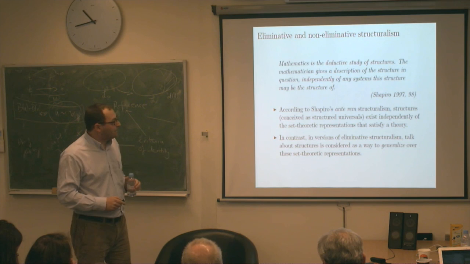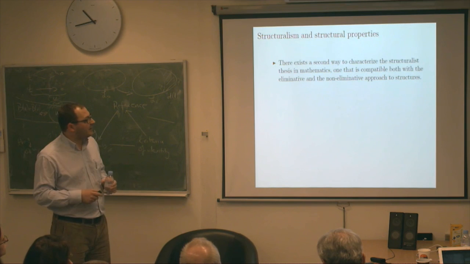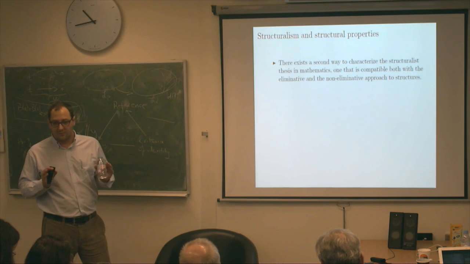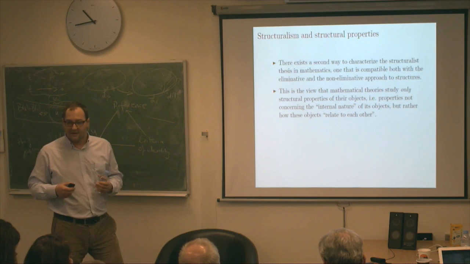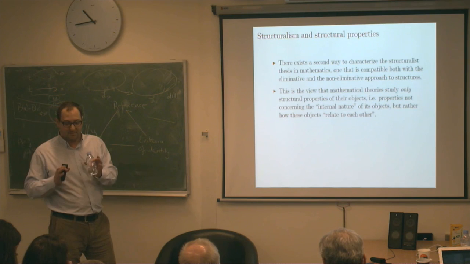The interesting thing for us is that there exists a second alternative way to characterize this thesis in mathematics, one that also can be found in Benacerraf, for instance, and one that is neutral with respect to these two ontological theories about what structures actually are. And this is basically to claim that mathematics studies a particular kind of mathematical property, namely structural properties. And they only study structural properties. So there might be other properties of mathematical objects, but mathematics is really only concerned with structural properties.